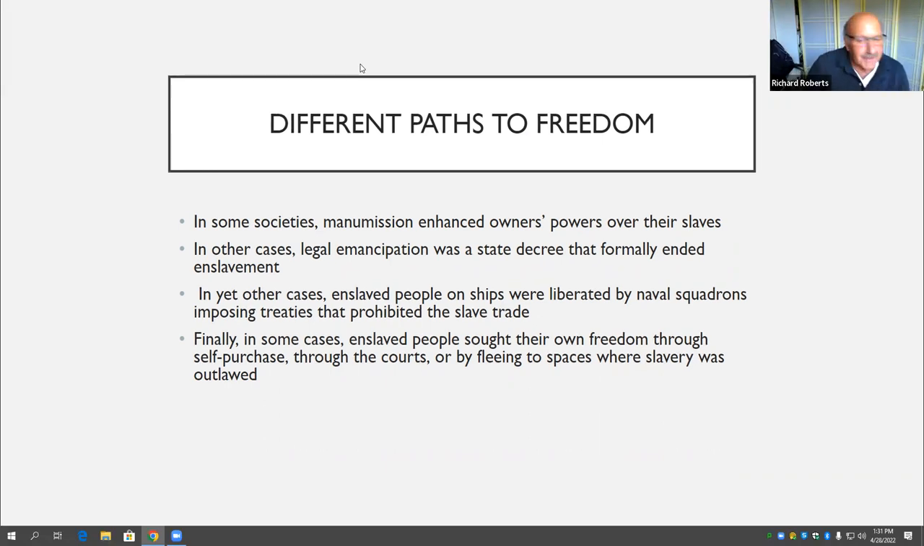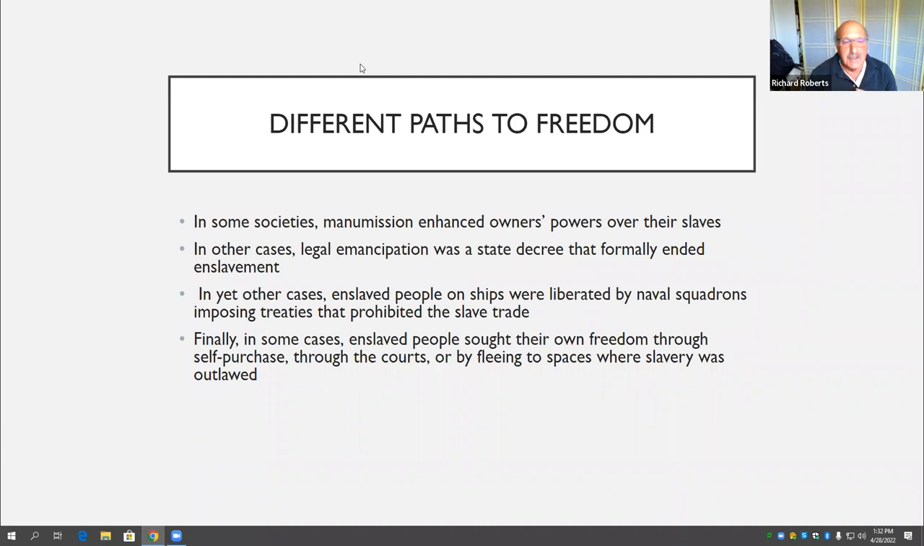Richard. So let me jump in and mention that I think one of the really important questions that we need to address is the different paths to freedom. And there are multiple different routes to this, and they have different meanings for the people who find themselves at the end of this trajectory. So we need to be able to differentiate manumission, where essentially manumission is the power of masters to liberate slaves. And essentially that reinforces the power of masters over slaves because they have the power to liberate them.